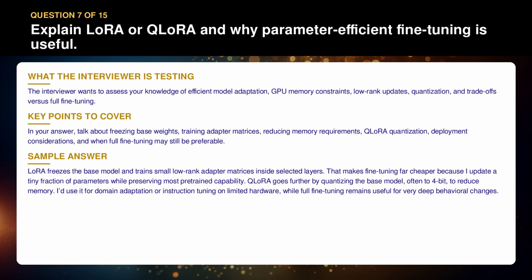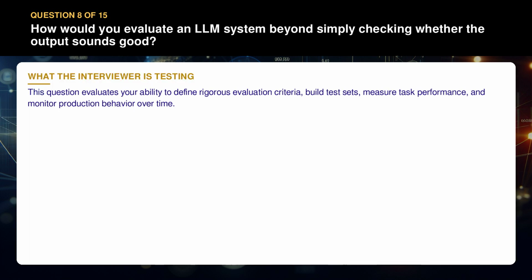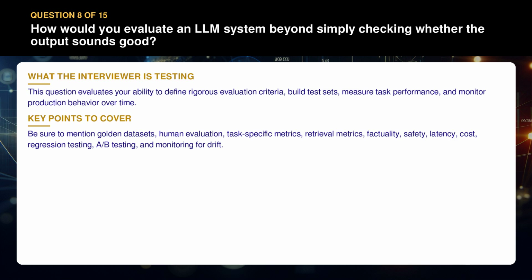behavioral changes. Question 8. How would you evaluate an LLM system beyond simply checking whether the output sounds good? This question evaluates your ability to define rigorous evaluation criteria, build test sets, measure task performance, and monitor production behavior over time. Be sure to mention golden datasets, human evaluation, task-specific metrics, retrieval metrics, factuality, safety, latency, cost, regression testing, A/B testing, and monitoring for drift.